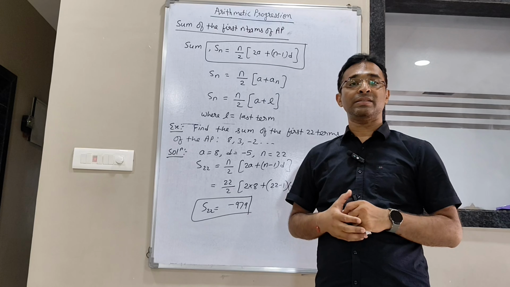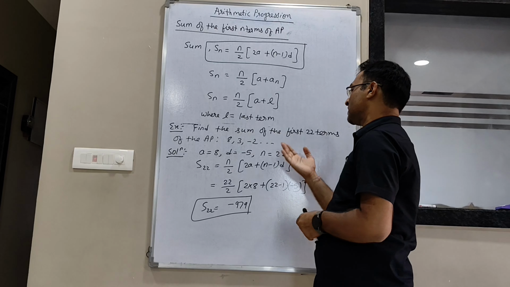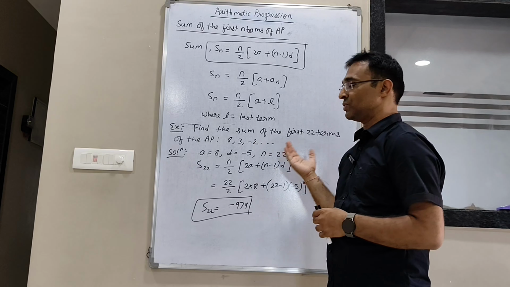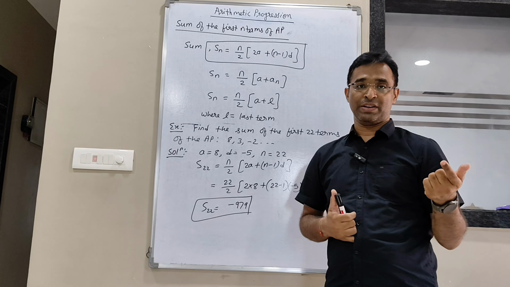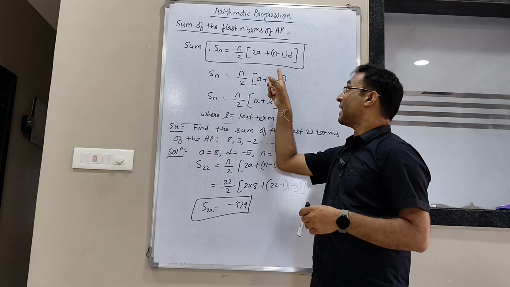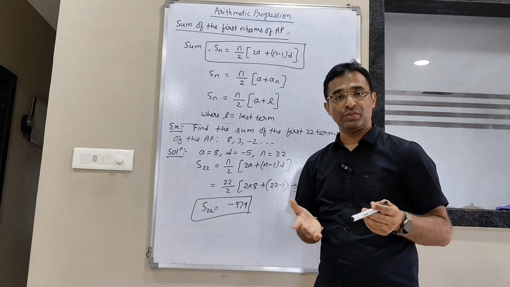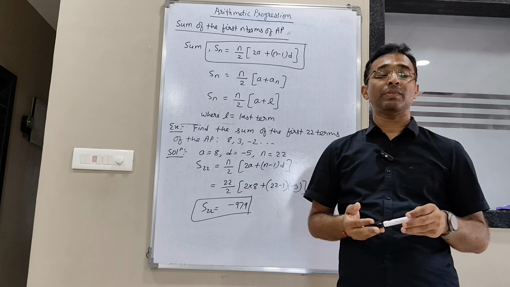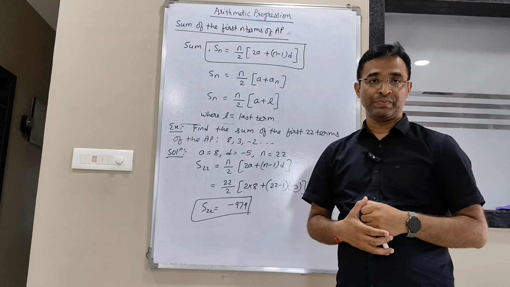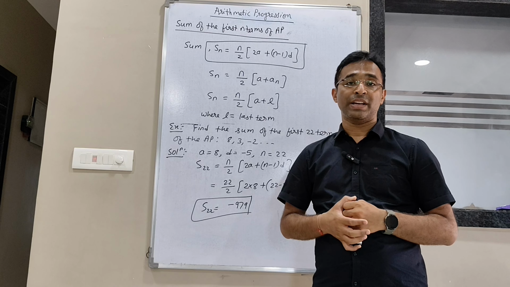So now let's perform a numerical and understand how it applies. Find the sum of the first 22 terms of the AP. The AP is 8, 3, minus 2 and so on. So this is a decreasing AP, not an increasing one. To find the values we require a and d. a is 8, d we can get as a2 minus a1, and n is 22. So we need to find the sum of the first 22 terms. Applying the formula we'll get 979. So this is how we get the sum of the first n terms of the AP.